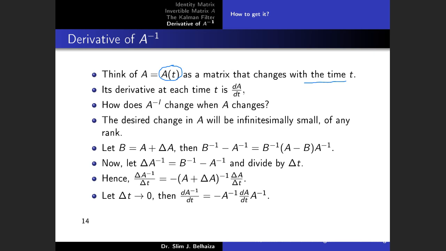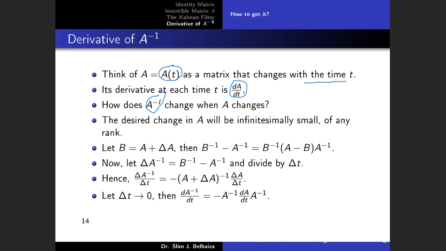Okay. So basically, it would have what? It would have a set of derivatives. Okay. If you want, of course, even to talk about higher order derivatives. So its derivative with respect to t is dA over dt. And if t is changing, well, A inverse should be changing too. So the question here: how does A inverse change when A changes?